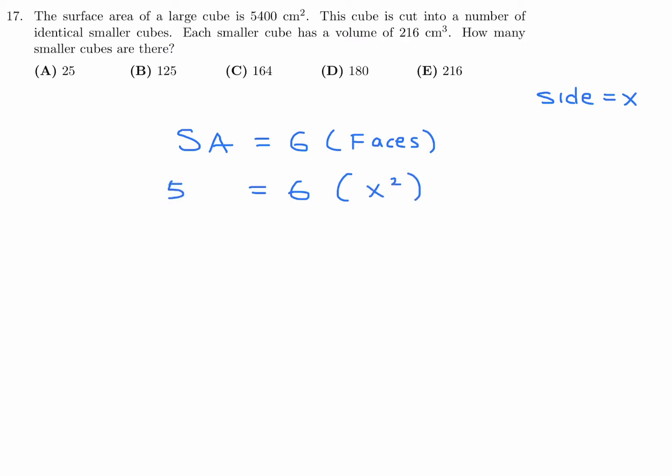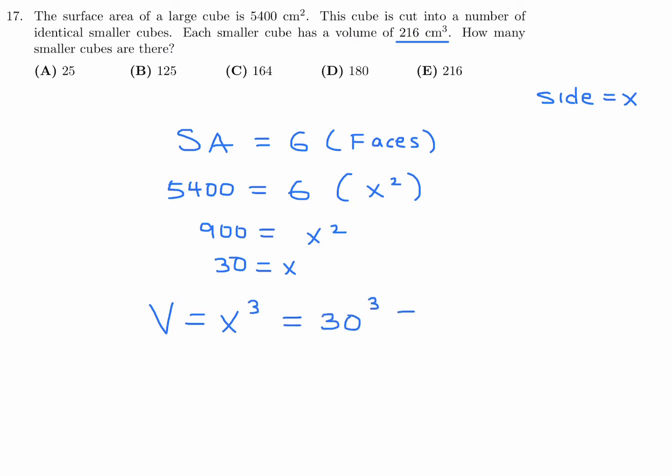And they tell you that surface area is 5,400. So solving, x squared is going to be equal to 900, and therefore x is 30. So we have a cube that has a side length of 30. And then they cut this cube up into smaller cubes, and each smaller cube has a volume of 216. Okay? So we need to figure out the volume of the big cube. And the volume of the big cube is x to the power of 3. So 30 to the power of 3.